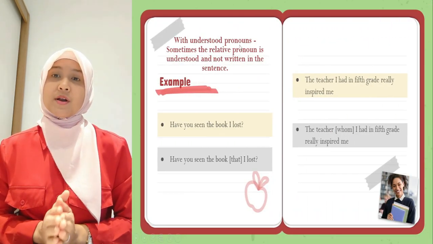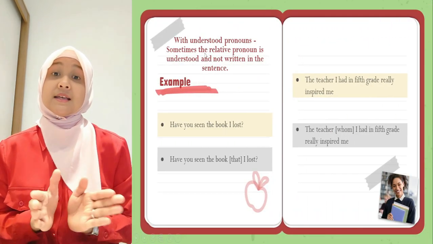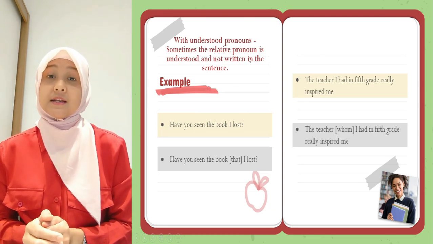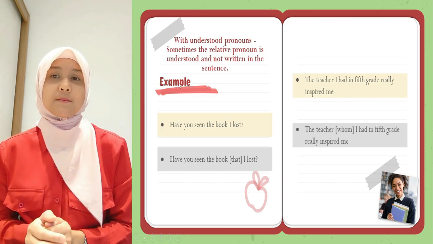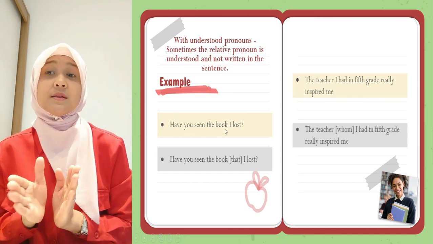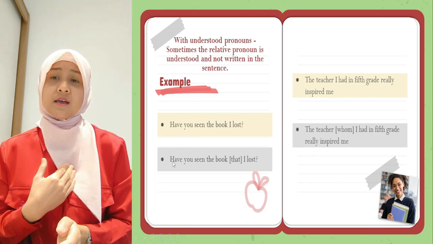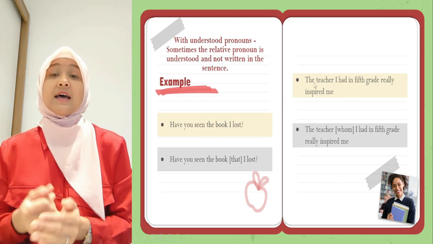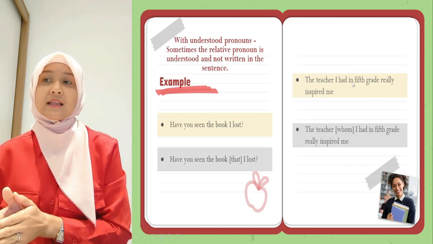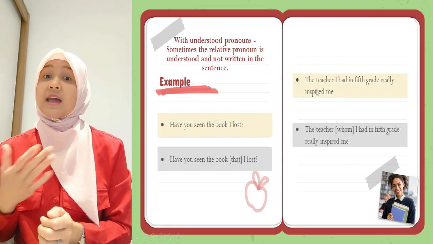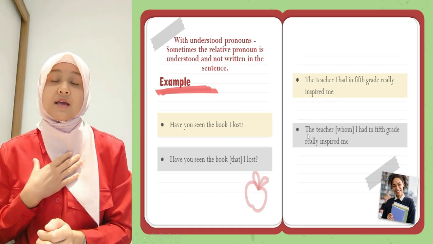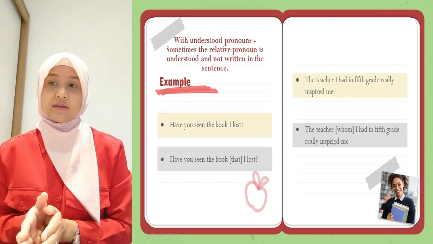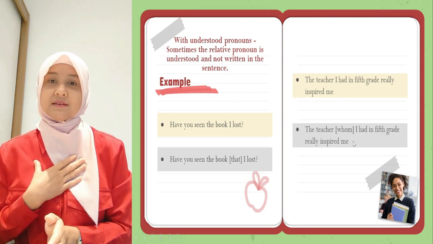With understood pronoun, sometimes the relative pronoun is understood and not written in the sentence. For example, have you seen the book I lost? Have you seen the book that I lost? The teacher I had in the 5th grade really inspired me. The teacher whom I had in the 5th grade really inspired me.